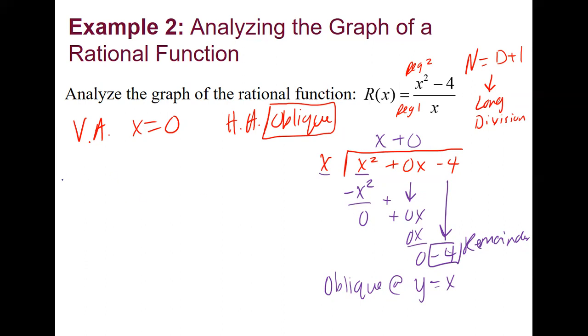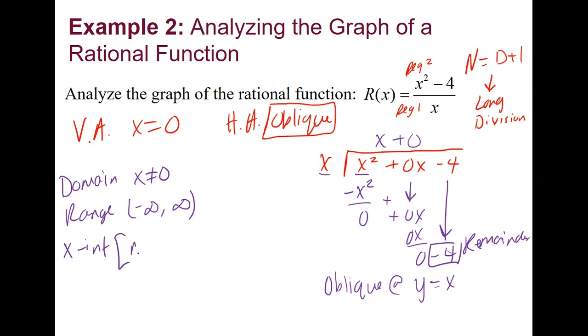Okay, so domain is still everything but x cannot equal 0. However, my range has no interference. The range is from negative infinity to positive infinity. And because my range has no effects, that means that I do have x-intercepts.